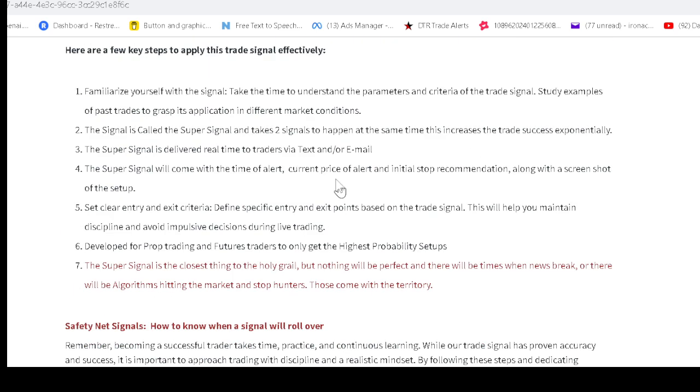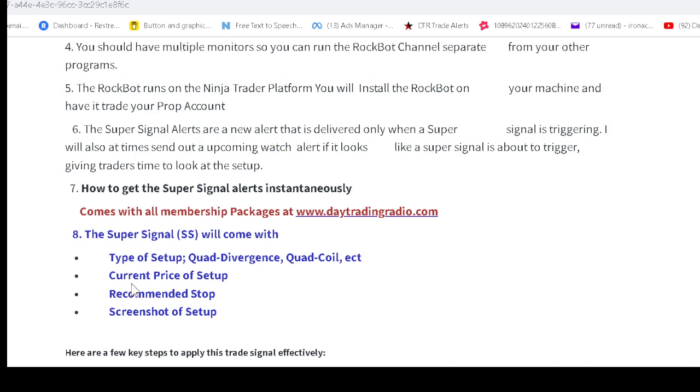But then down here, I really go over the rules of what I look for in a super signal and what the super signal consists of. The type of setup, if it's a quad divergence or quad coil, the current price of the setup goes out, the recommended stop, and the screenshot of the setup.